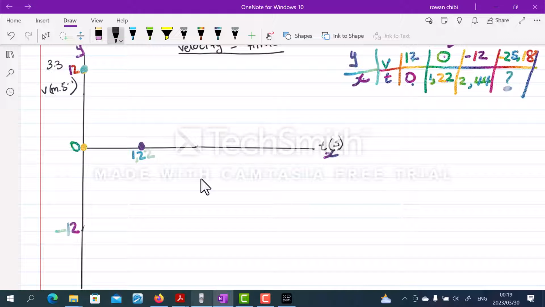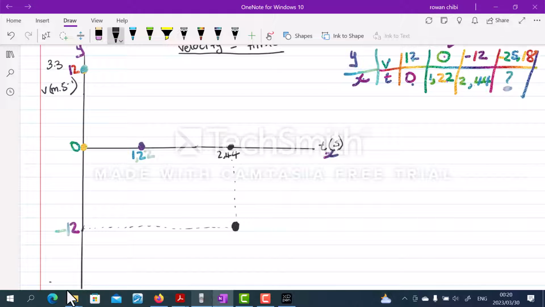We want now the time at 2,44. This is 2,44. So when y is negative 12, x is 2,44, which is the point, like let's check, is the point here. So it is the point here. That's point number 3.